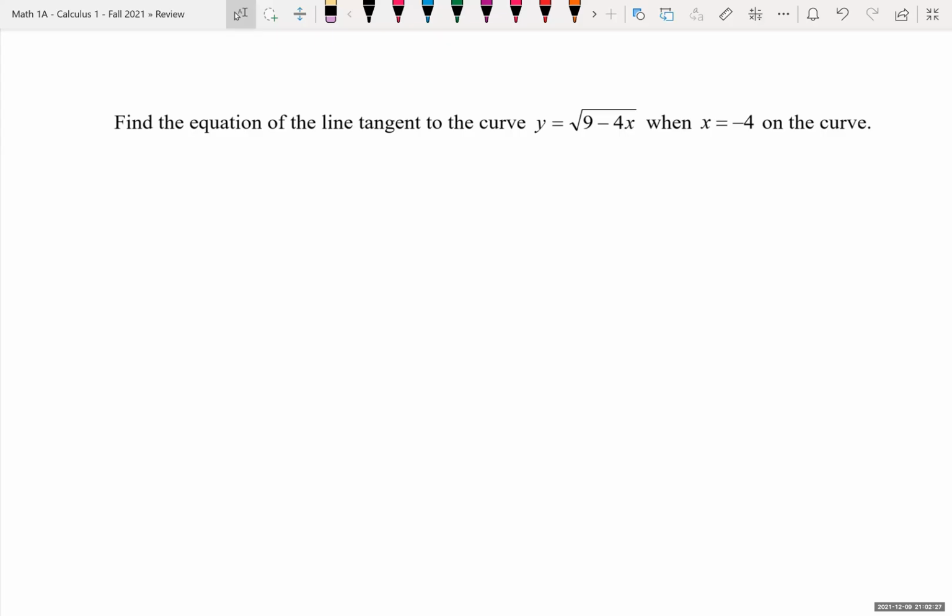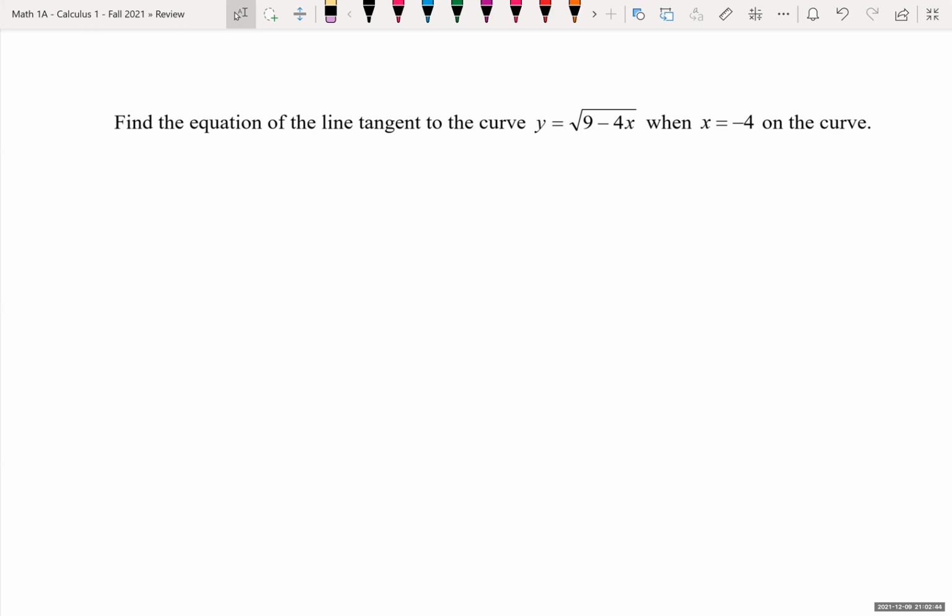So we're continuing to study and review for the final exam. And so let's look at the following question. It says, find the equation of the line tangent to the curve y equals the square root of 9 minus 4x when x is -4.